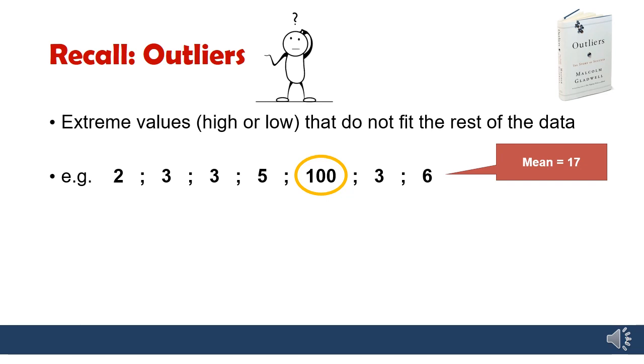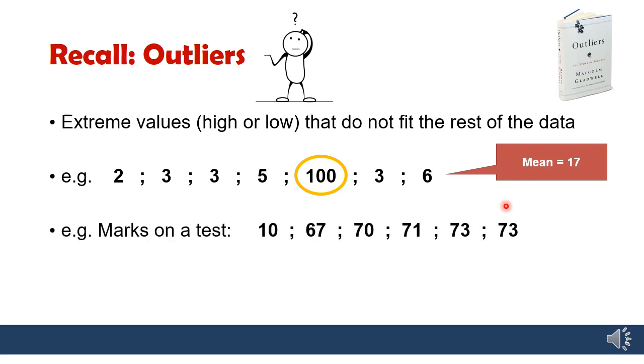But let's look at this. The average value being 17, well, that doesn't really fit in with most of the data values, because most of the data values range between 2 and 6. So this value of 100 is causing the mean to be much higher than it really should be. So it's skewing the data. This high data value of 100 is causing the data to be a bit skewed because it's pulling the mean upwards from the other values.